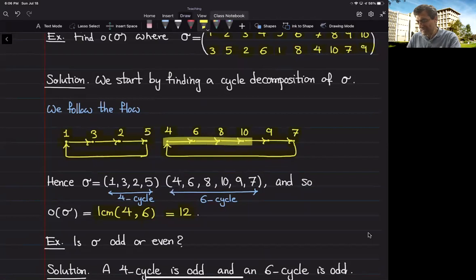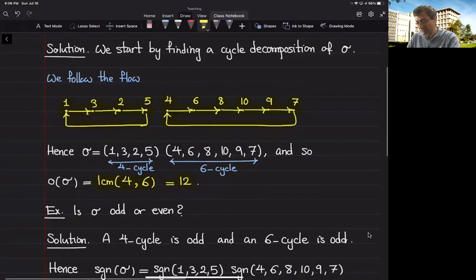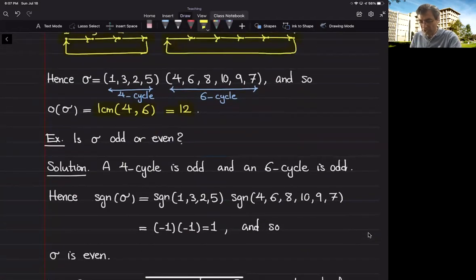So this is an odd permutation. This one is a 6 cycle. 6 is even, therefore, this is an odd permutation as well. We are looking at a product of 2 odd permutations, and therefore it is an even permutation. So sigma is an even permutation.